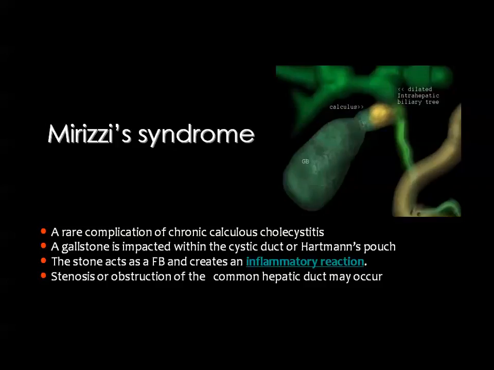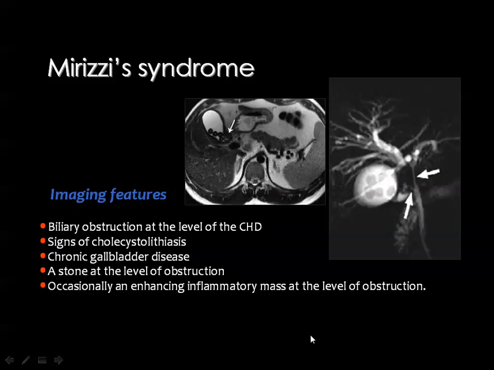And Mirizzi syndrome is one of the rare complications of chronic calculous cholecystitis. This syndrome means that there is a gallstone that has been impacted into the cystic duct or the Hartmann pouch or near to the neck of the gallbladder. This stone will create some inflammatory reaction, compressing this part of the bile duct with consequent dilatation of the proximal intrahepatic biliary radicals. Mirizzi syndrome is difficult to diagnose by imaging unless you keep in mind that this is one of the possibilities for biliary obstruction.